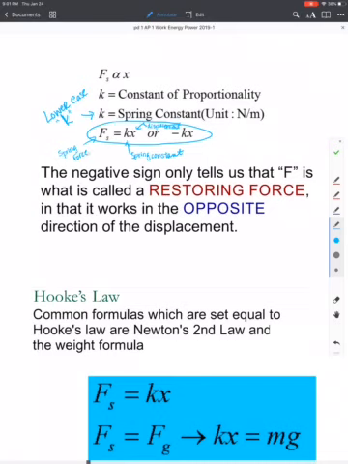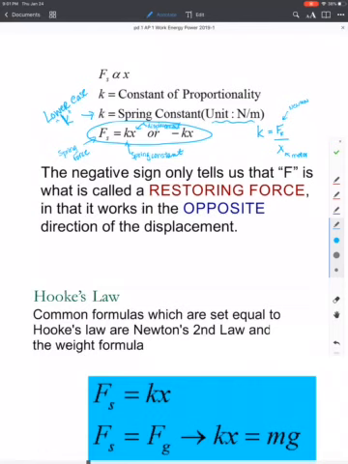If we do some rearranging to solve for k, k would equal our spring force divided by x, and we measure forces in newtons, and we measure displacement in meters, which is why our unit for our spring constant is the newton per meter.